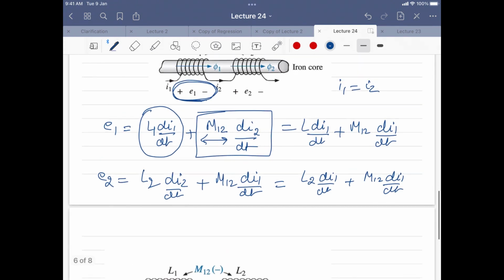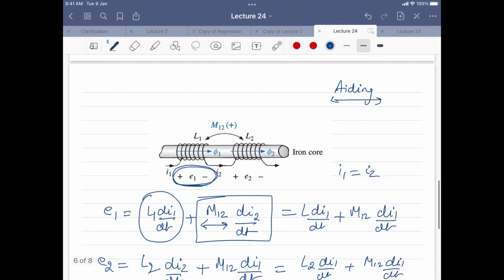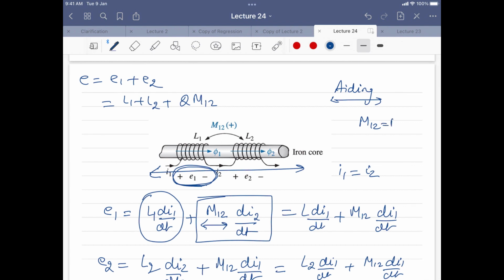And the total voltage. What is the total voltage? Total voltage across the whole iron core is nothing but E1 plus E2. So if you add all these together, what you will get is L1 plus L2 plus 2M12. M12 and M21 are both the same, so the mutual inductance of both will be the same. You can write any one of them. It will add together and this will give you L di by dt.